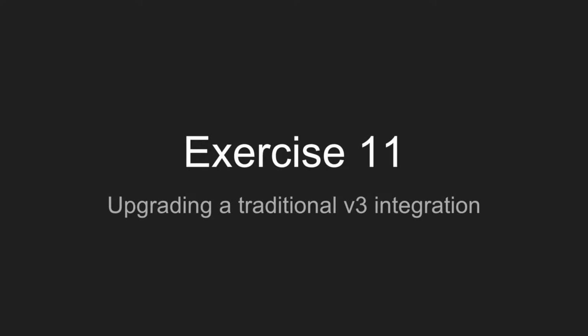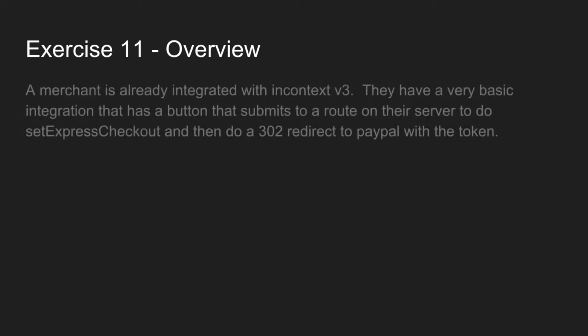All right, now that we learned a little bit about upgrading Checkout.js version 3 to version 4, we're going to do a couple exercises. So the first one, we're going to be upgrading a traditional v3 integration. A merchant is already integrated with Checkout.js v3. They have a very basic integration that has a button that submits to a route on their server to do a set express checkout API call, and then do a 302 redirect to PayPal with the token.